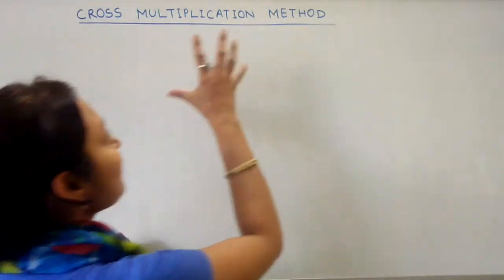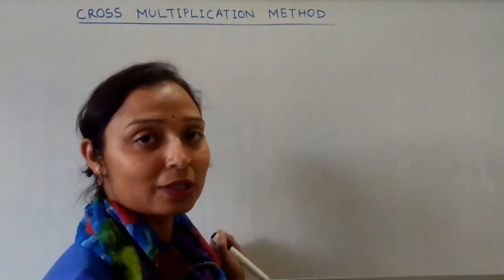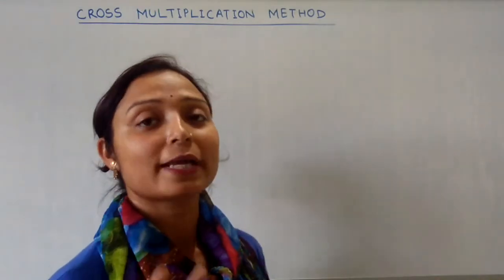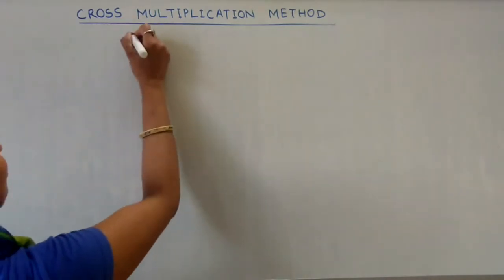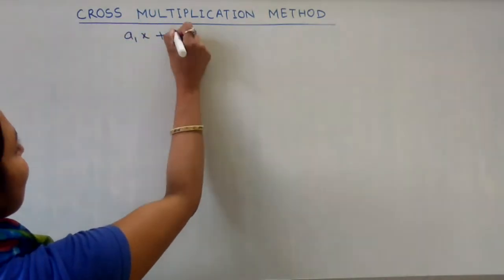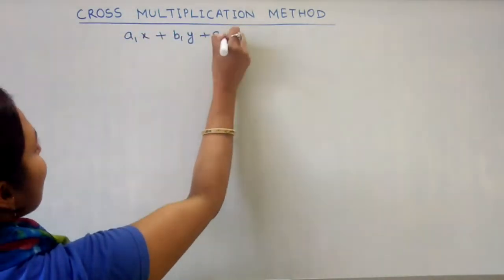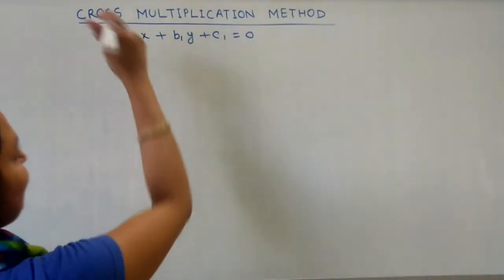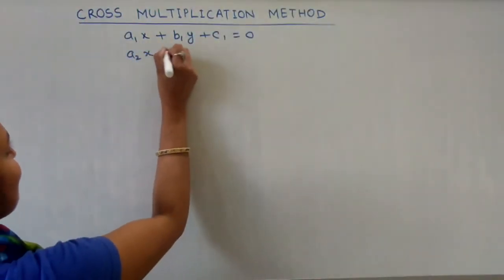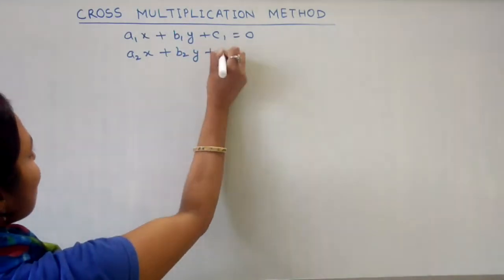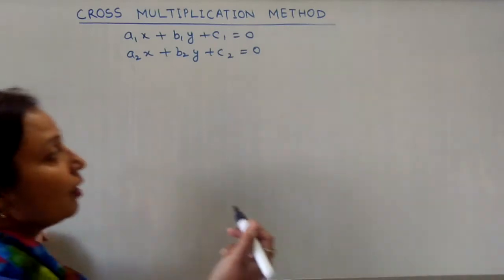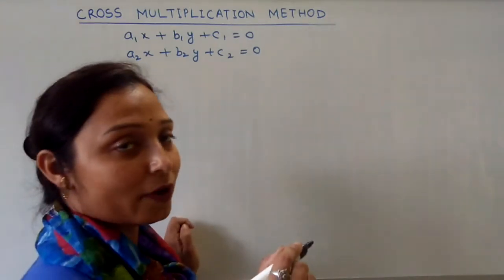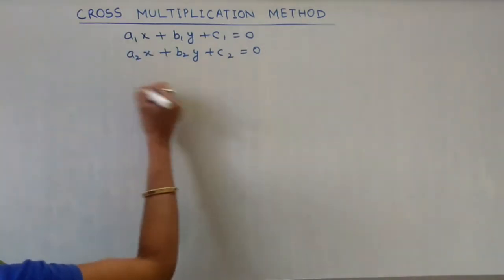Okay, now come to the method, how we can solve for x and y by using the cross multiplication method. I will take two general equations to tell you how this method is working: a1x plus b1y plus c1 is equals to 0, a2x plus b2y plus c2 is equals to 0. These are the two general equations of linear equations form. Okay, come to the formula.